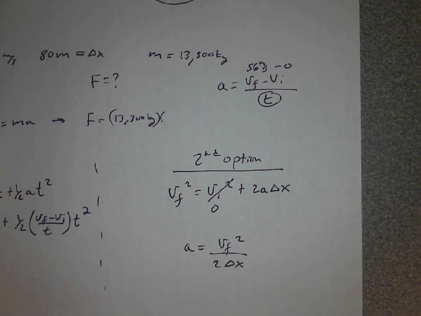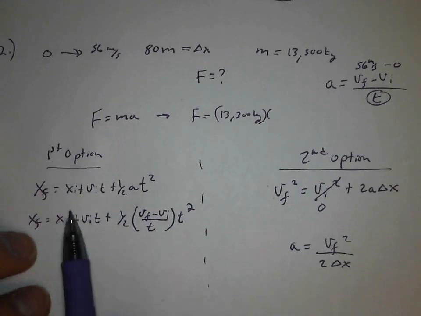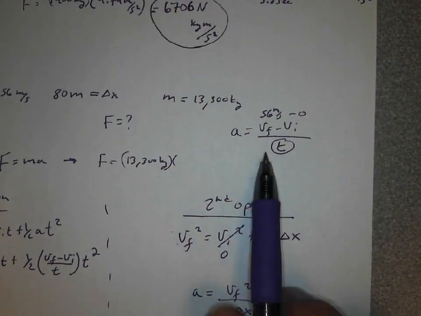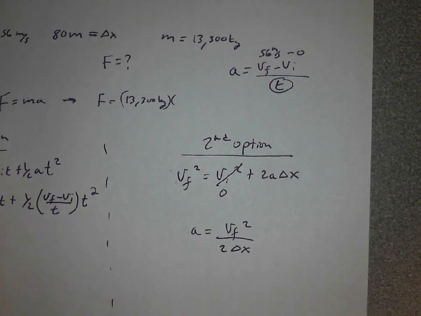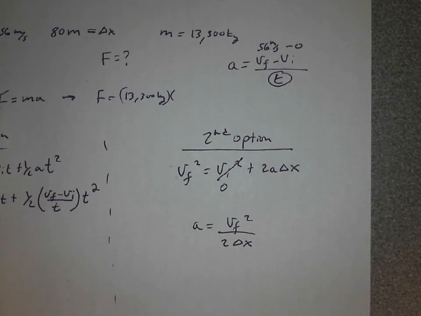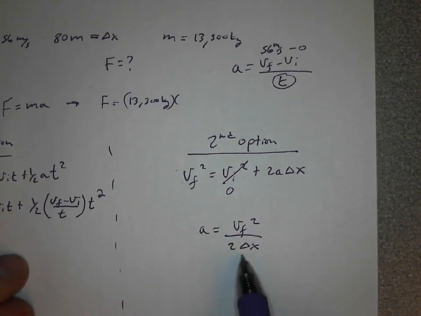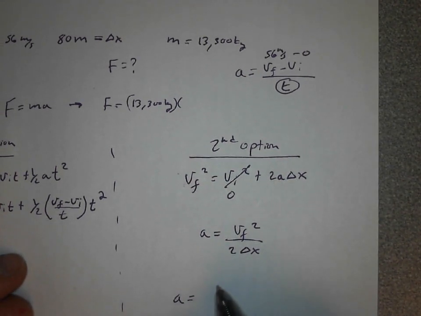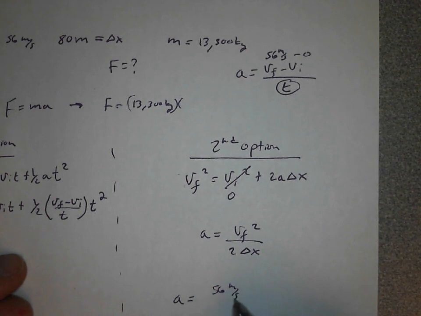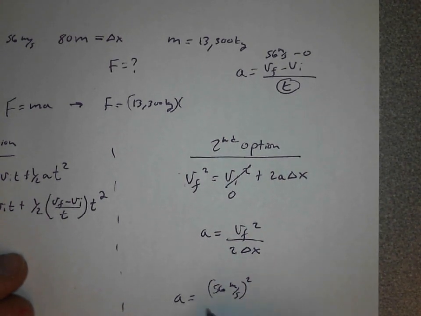So that's my equation. Now, either way works. You can solve for t here and plug it into this a equation, or you can just solve directly for a using this equation. Both options are valid. In this case, I'll do this one. This one seems a little easier. I'm going to put in 56 meters per second, square that, divided by 2. Okay, and then I have my delta x, which is 80 meters.